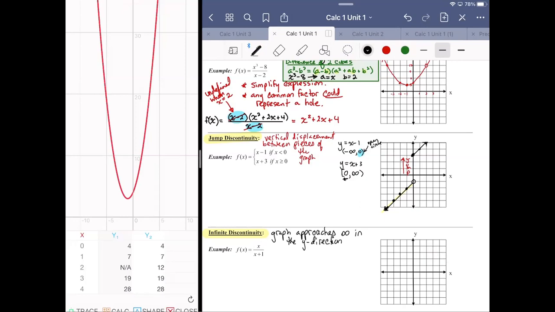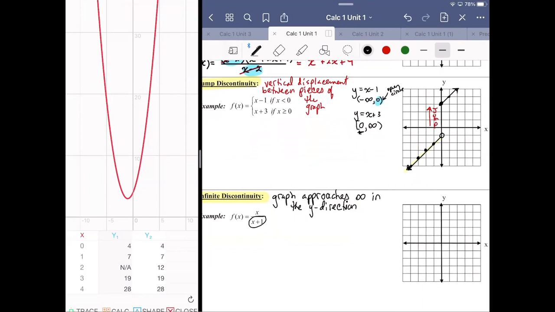So this graph has a vertical asymptote because we don't have a common factor that can be canceled out. Sorry, I'm just cleaning this up a little bit. This graph doesn't have a common factor. There's nothing that you can cancel top and bottom. So if we set the bottom equal to 0, we get a vertical asymptote. I'd subtract the 1 from both sides and we get x equals -1.